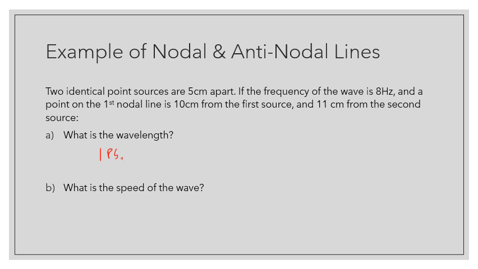PS2 minus PS1 is equal to n minus 1/2 times lambda. We know that PS1 is equal to 10, PS2 is equal to 11, and n is equal to 1. So we get 11 minus 10 is equal to 1 minus 1/2 times lambda.